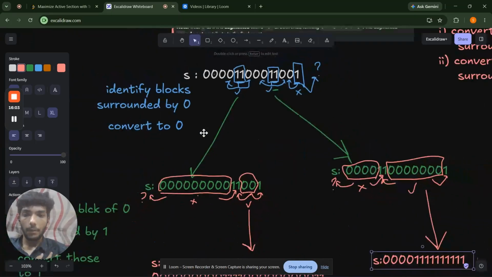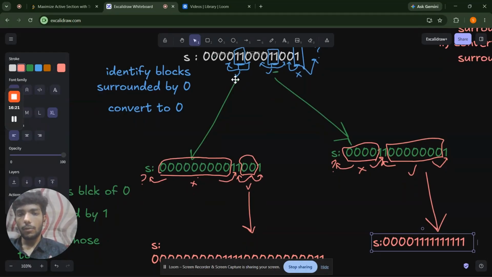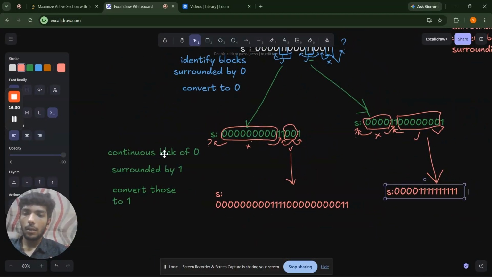First what we have done is identify the blocks, these are three blocks, and then check which are surrounded by zeros. These are this block and this block is surrounded by zeros. Then what we do is convert that block to zero. So we have converted those two ones to zeros, and after that we are trying to find another set of blocks but of zero this time, and it should be continuous. So these two and these two are the contenders. Later we find out which are surrounded by ones, this, and then convert those.